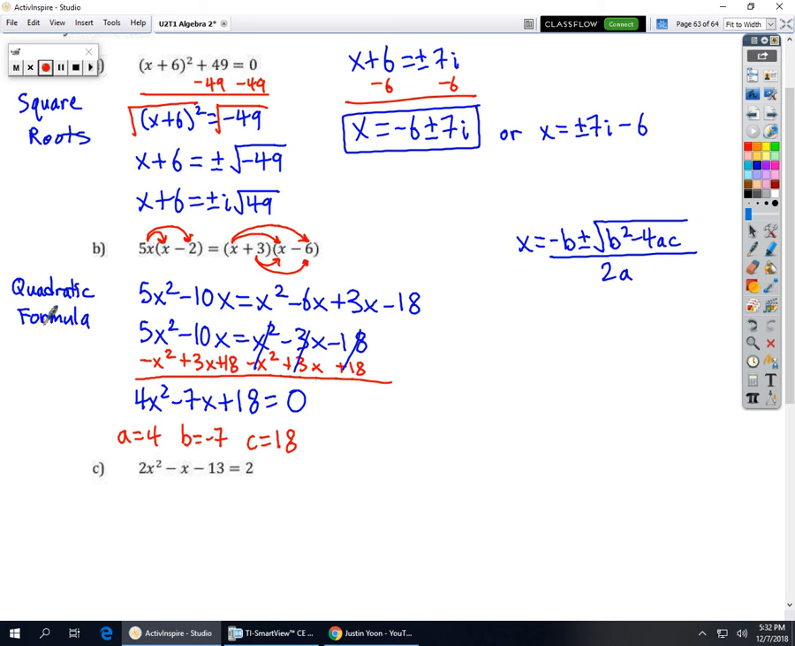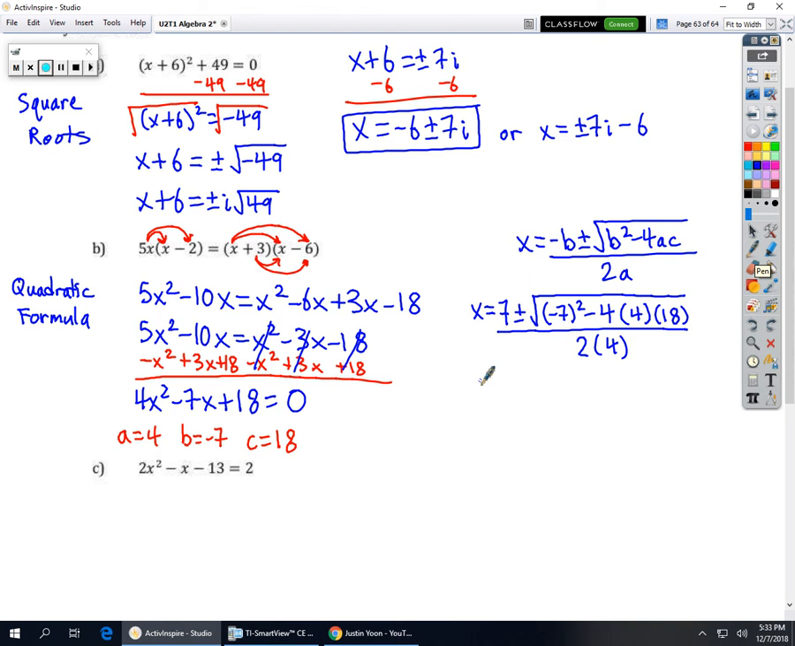All right, so plug in a, b, and c. In this case, what does x equal? x equals negative b, that's negative 7, which is a positive 7, plus or minus the square root of negative 7 squared, minus 4 times a, which is 4, times c, which is 18, and divide that by 2a. 2 times, what's a? 4. Right, this is pretty bad.